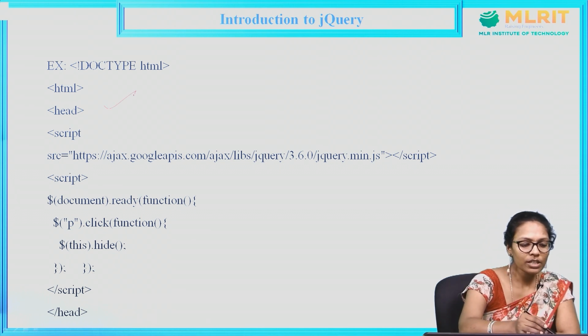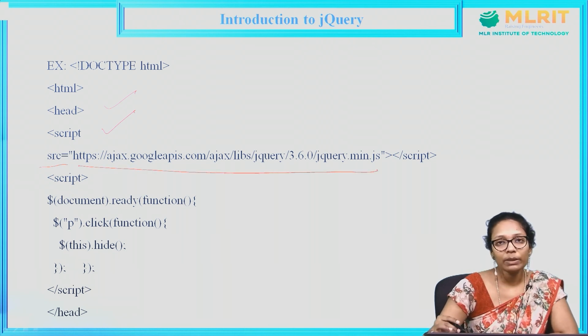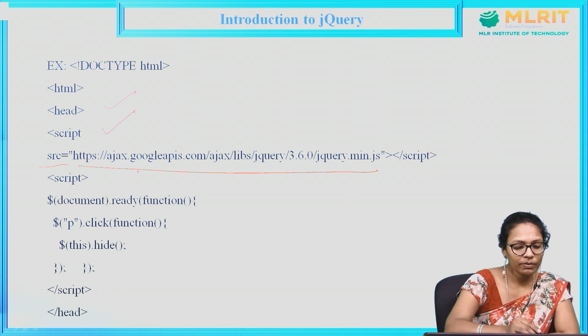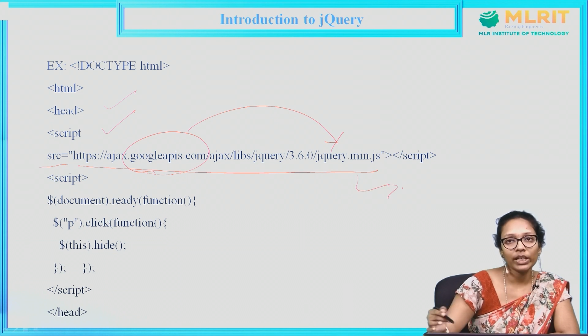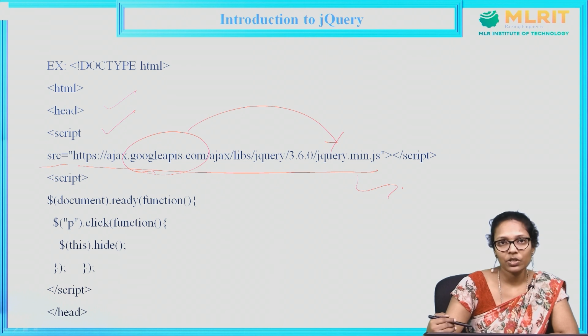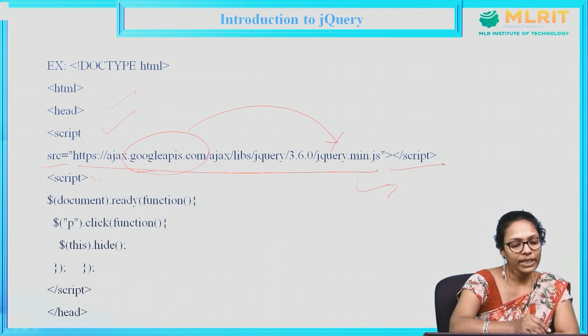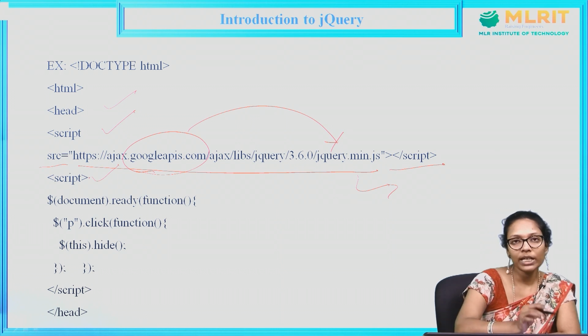In the header section, I'm writing a script tag. The source is equal to a CDN link, content delivery network. This is taken from the googleapis.com website, right? It is providing the CDN link. This indicates a jQuery library file, which is going to provide different library functions to our program. Then I'm closing the script tag. After that, I'm opening a new script tag to write my jQuery code. Whenever you want to write your own jQuery code, you need to open a script tag.